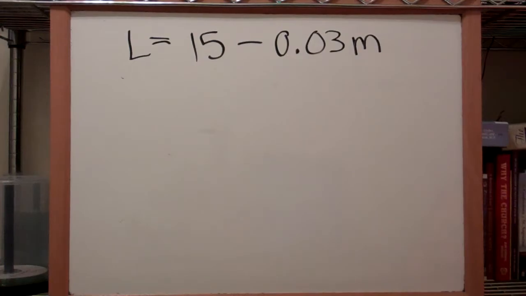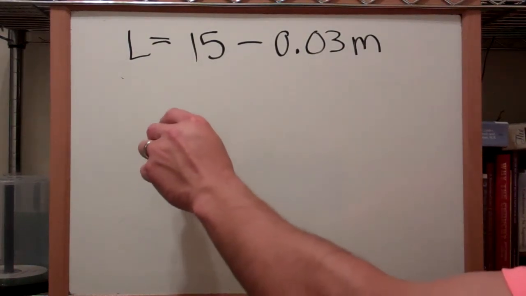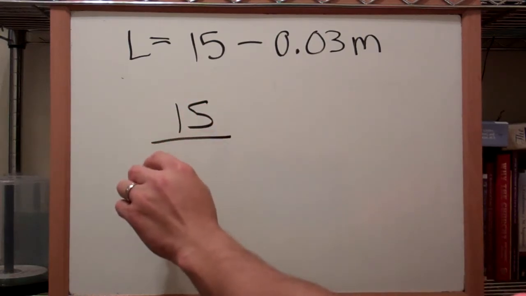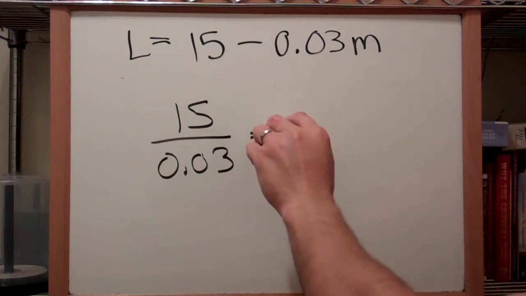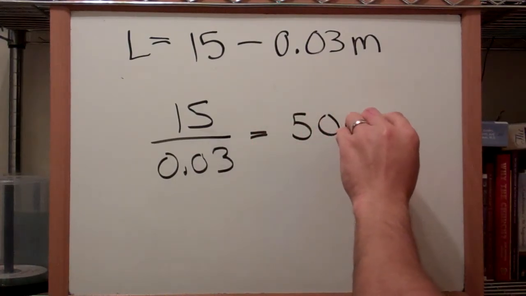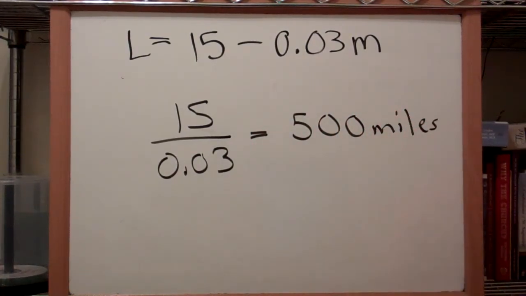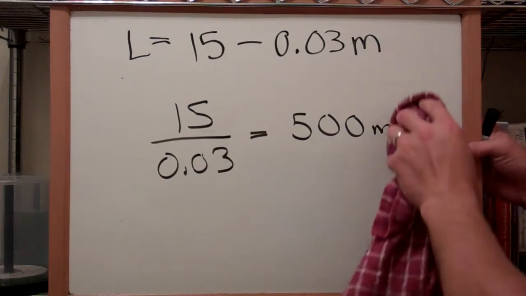Then part B says, how many miles will you be able to travel on a full tank of gas? So here, full tank being 15 gallons, we would simply want to write 15 divided by 0.03, which is actually going to give us 500 miles. So part B, the answer would be 500 miles. That's how far we could travel on a full tank of gas.